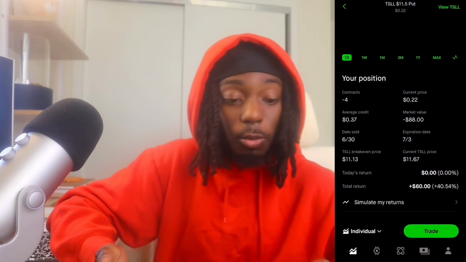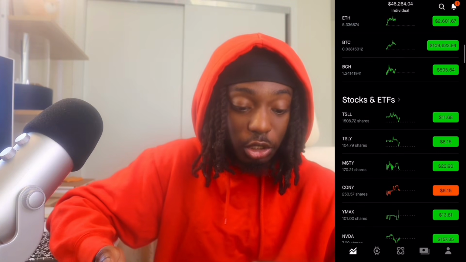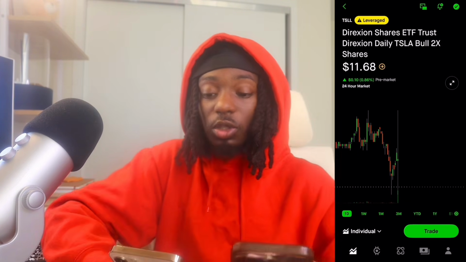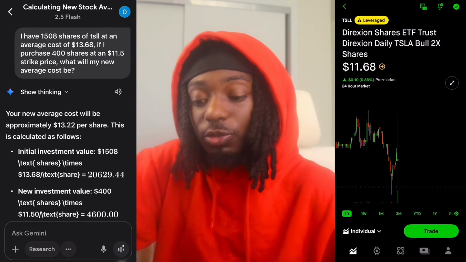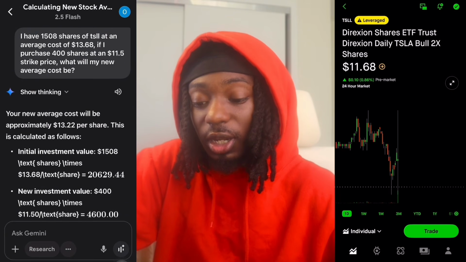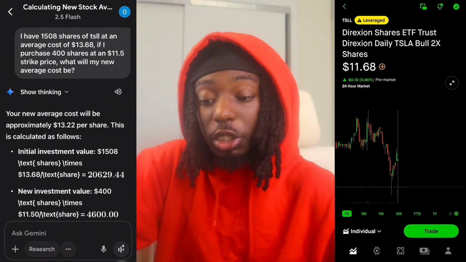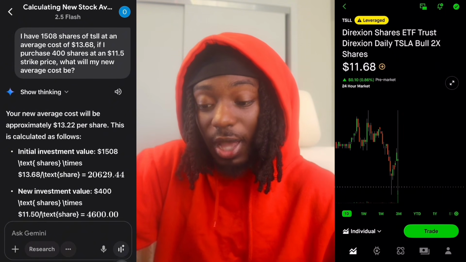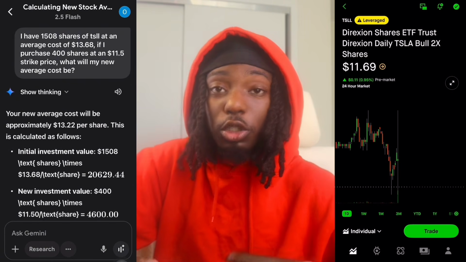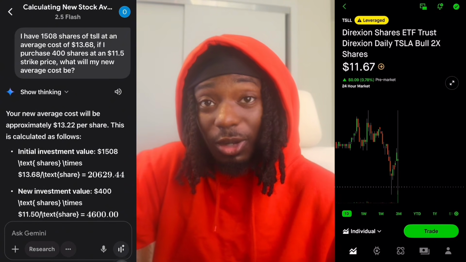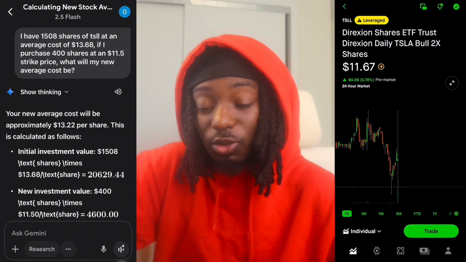on AI. So remember how I showed you my position on TSLL. So I asked AI, I have 1,508 shares of TSLL at an average cost of 13.68. If I purchase 400 shares at a $11.5 strike price, what will my new average cost be? So it spits out this formula, right? It spits out this formula.